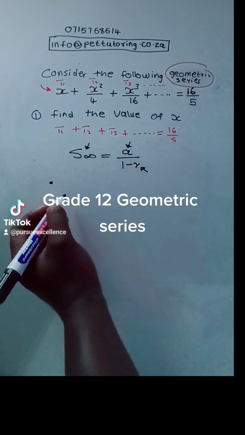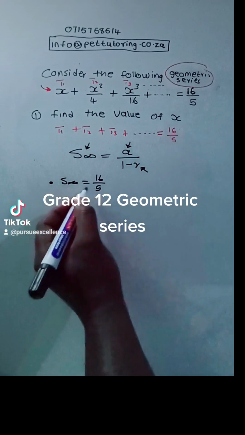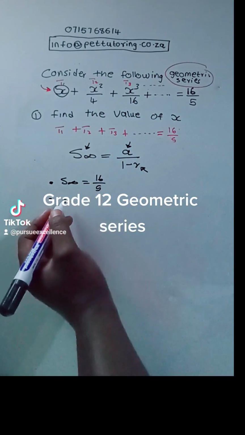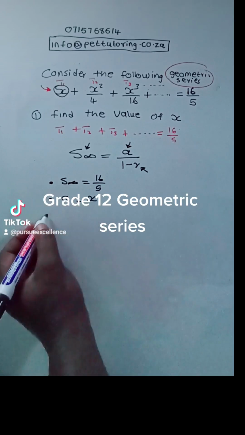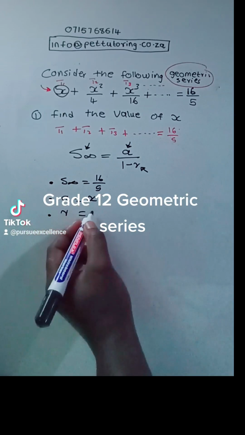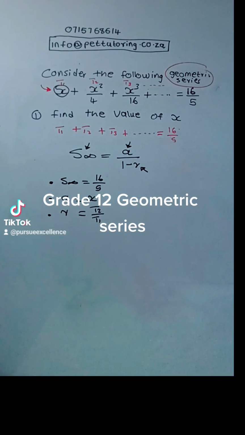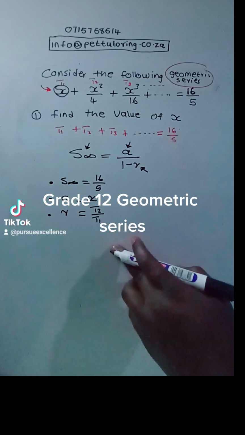Okay, let me list all the given information. The sum to infinity is given to me as 16 over 5. The value of a, remember a represents the first term, so this is just the t1, so my a is going to be x. So what is the r? R, I must do this t2 divided by t1. I'm not going to expand this into t3 divided by t2, because already I know that I am dealing with the geometric series. So I'll just substitute here t2 and t1 to get my r.